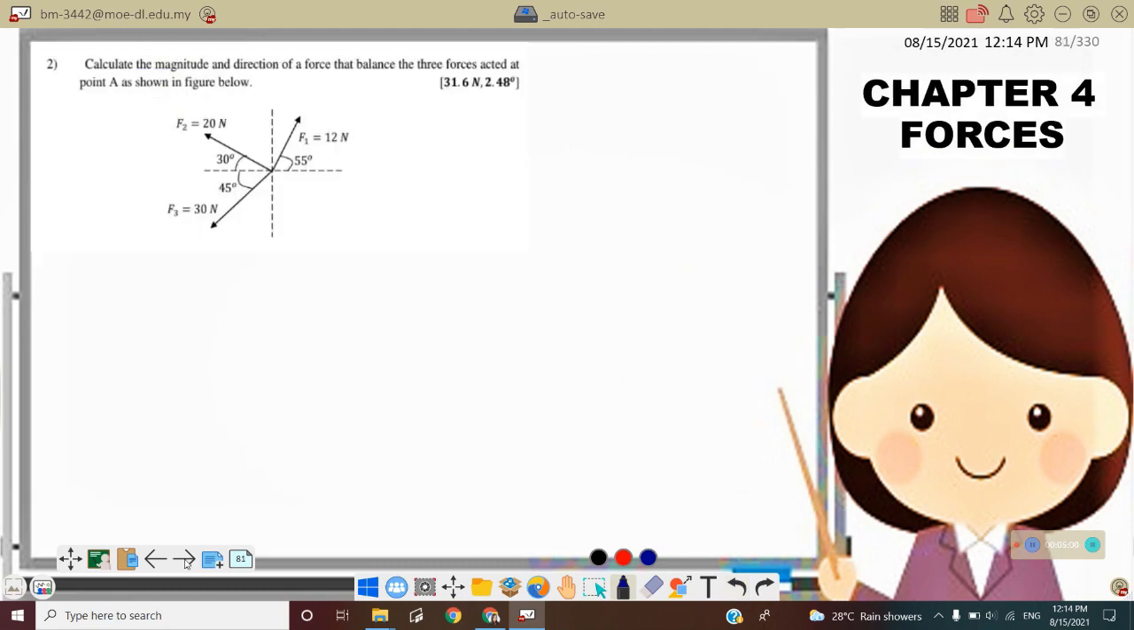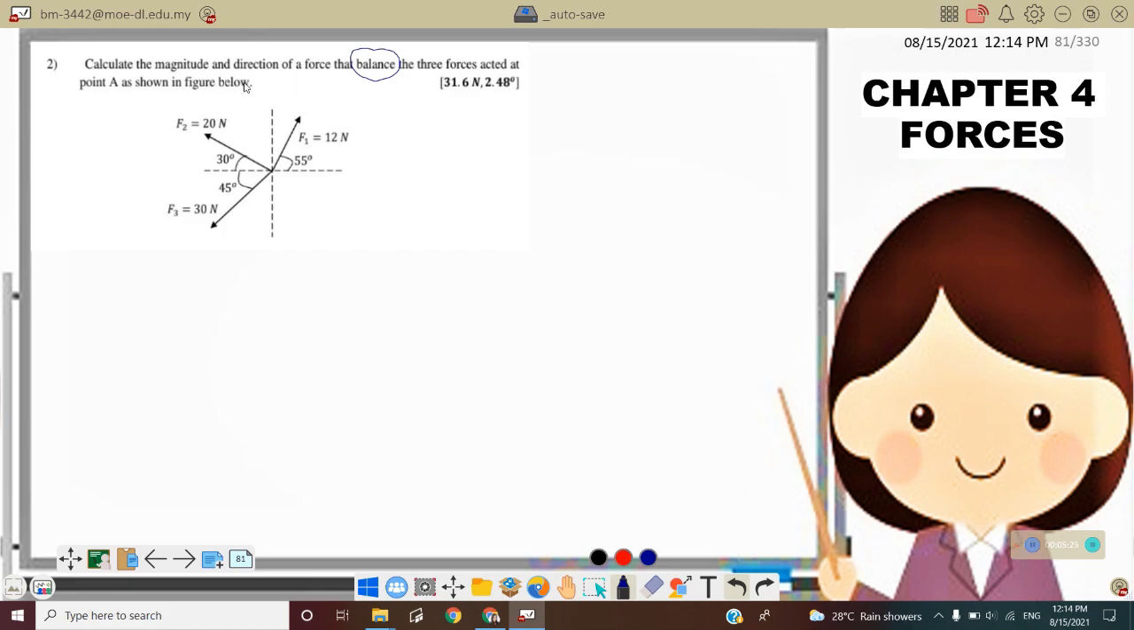Okay, next we go to question number 2. Question number 2: calculate the magnitude and direction of the force that balances the three forces. So again, the word balance here. Balance means equilibrium. Okay, seimbang, meaning that the force acting on the left-hand side and right-hand side should be the same. Force acting upward and downward should be the same, because the question said it's balanced.